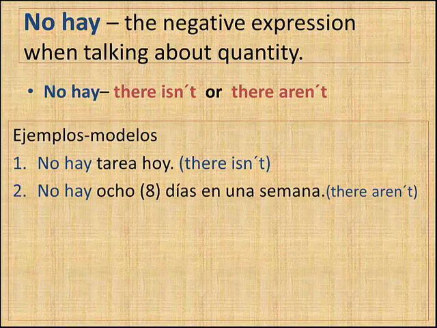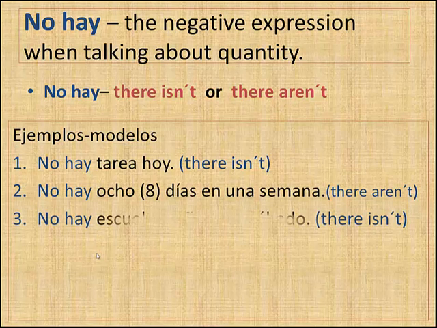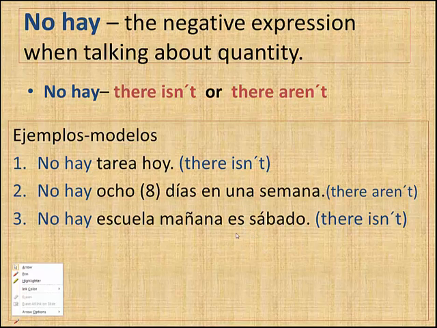Número 2. No hay 8 días en una semana. There aren't 8 days in a week. Days is what I'm talking about, the quantity of. So it's plural, but again, in Spanish, we just use the singular expression. Número 3. No hay escuela mañana. Es sábado. There isn't school tomorrow. Okay, it is Saturday. And it looks like we technically need just a little comma right there. Great.